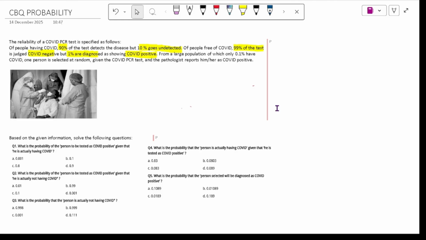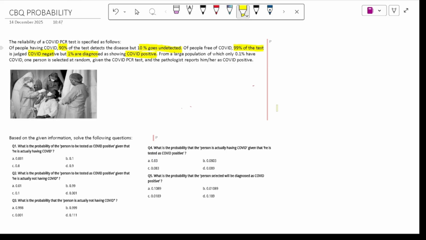The question is all about people having COVID: 90% of the tests detect the disease, but 10% go undetected. And of people free of COVID, 99% of the tests come out COVID negative, but 1% are diagnosed, meaning the result is positive.